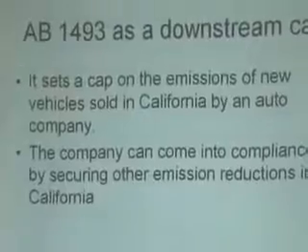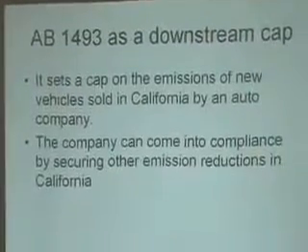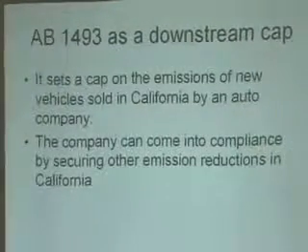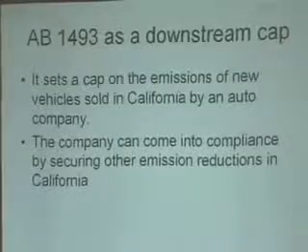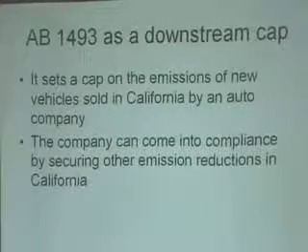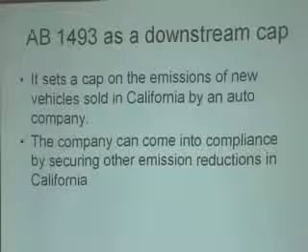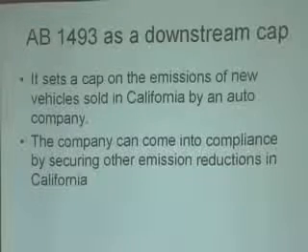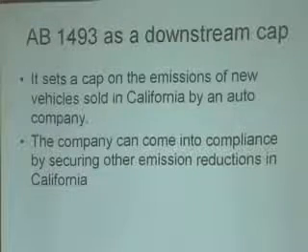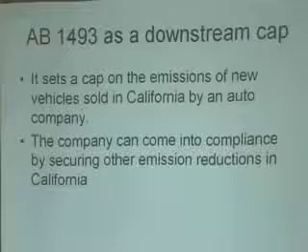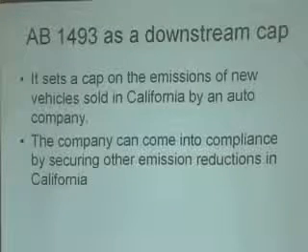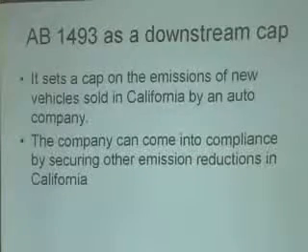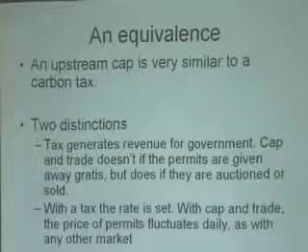And it was a cap on the emissions of the fleet of new cars sold by that company each year in California. So you'd look at all the new cars sold by Ford or General Motors or Toyota in California in 2012. You'd figure out the emissions per vehicle. This is just for the new vehicles. And there was a cap on the aggregate emissions of new Toyotas or new Fords or whatever sold in California. So that would be an example of a downstream cap.